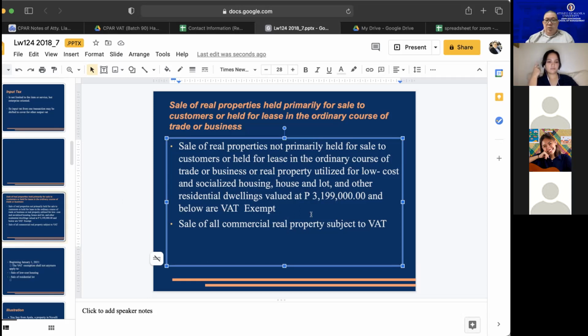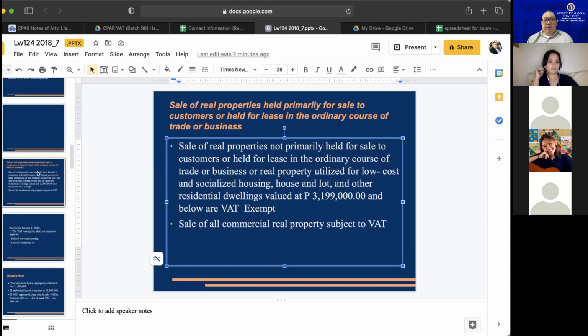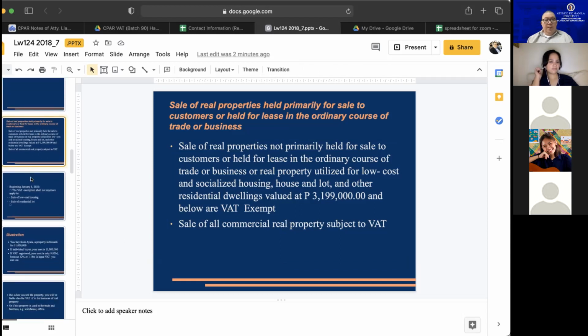Now, there's a catch also. What we were talking about, the 3.199, is only for residential property. If you sell any commercial property, including parking lots, even a parking lot for 500,000 or 300,000, that parking lot is also vatable, if you are engaged in real estate business. Okay. Gets? Yes, sir.